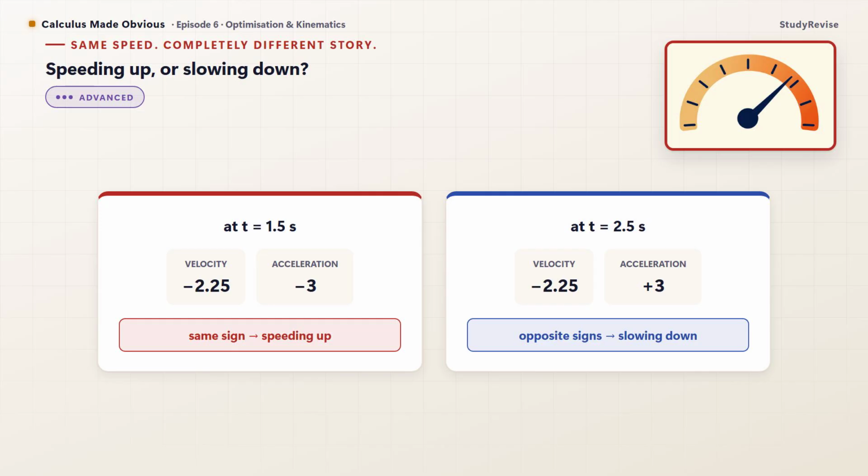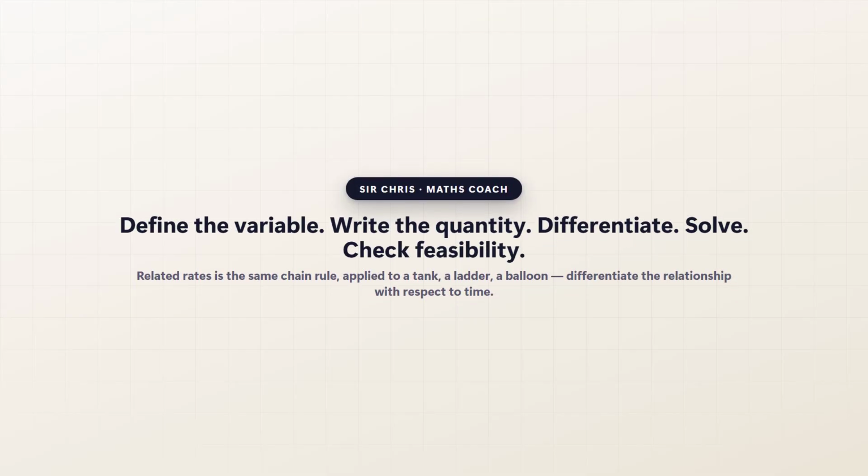Same speed at both moments. Completely different story. Velocity tells you direction and speed. Acceleration tells you whether that speed is building or draining away. You need both to actually describe the motion. So, why does setting the derivative to 0 find the best answer? Because the best answer is where the curve turns over.